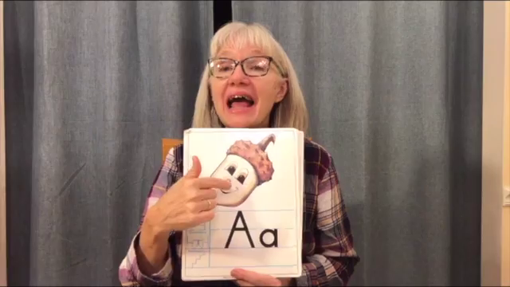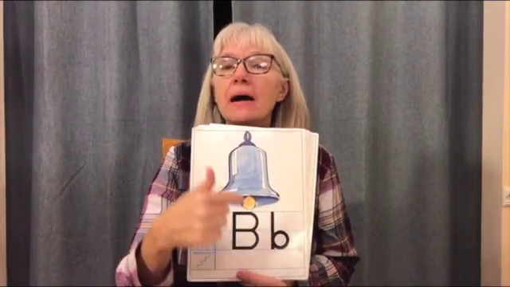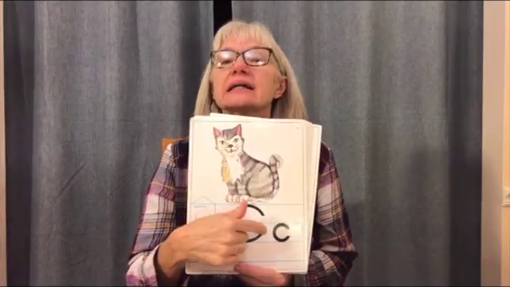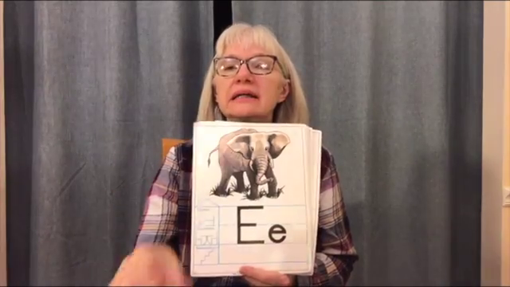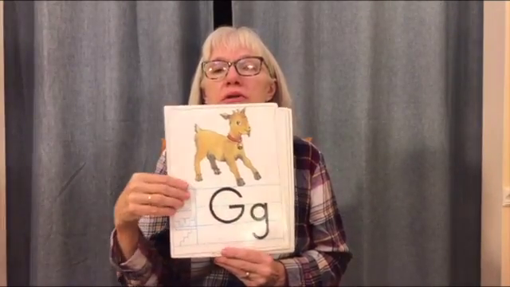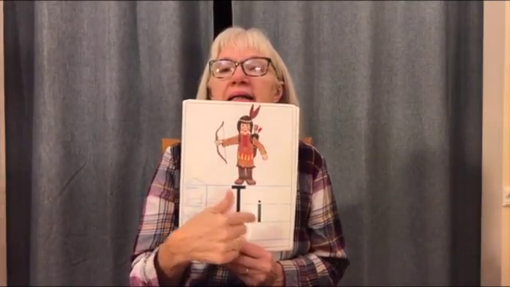A, acorn. B, bell. C, cat. D, dog. E, elephant. E, eagle. F, fox. G, goat. H, horse. I, Indian. I, ice cream.